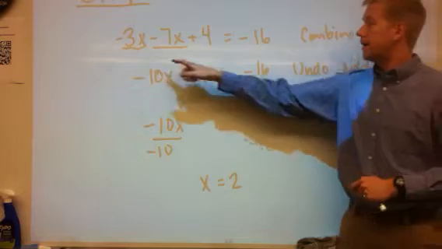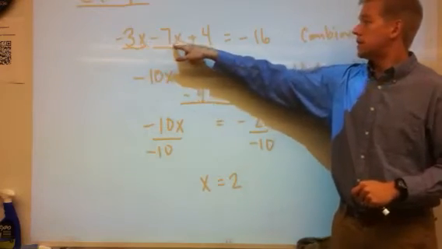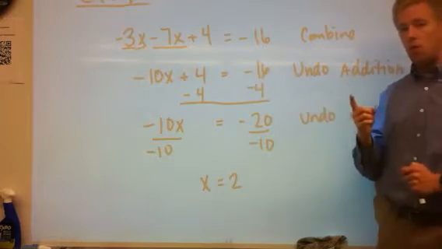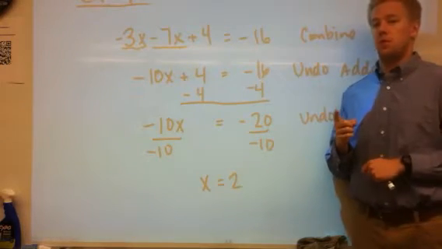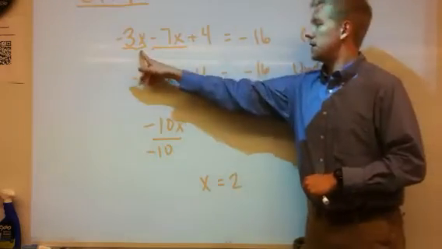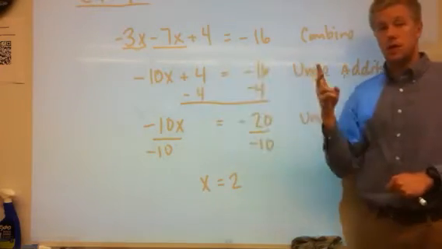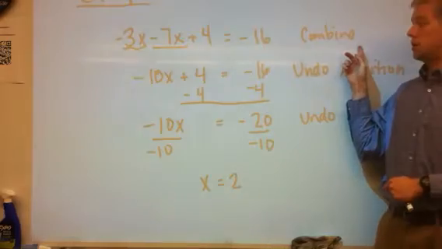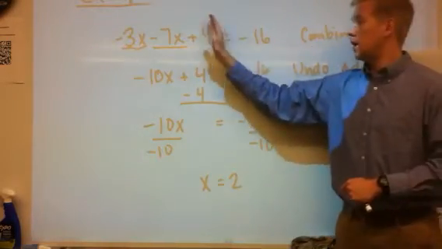Okay, you have -3x - 7x + 4 = -16. Step 1 says to distribute to remove the parentheses. As you can see on this left-hand side, we do not have parentheses. So we're going to skip step 1, we're going to go straight to step 2, which is to combine like terms on the same side of the equal sign.